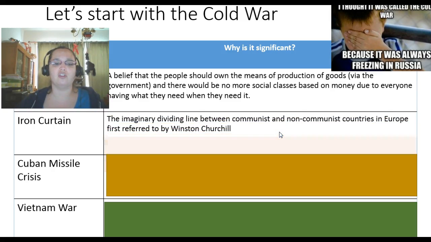How about the Iron Curtain? Remember, this is not a real curtain. There's no actual curtain laying over Europe. This was that imaginary dividing line that Winston Churchill referred to, and it kind of looked like a curtain because it was the edges of where the communist countries and the non-communist countries touched, and it kind of divides it into 2 sides. So you've got your communist side and your non-communist side, and that's really what kind of sets up this idea of us versus them. So when you think about what's significant, you could talk about how it does kind of set up the 2 sides.